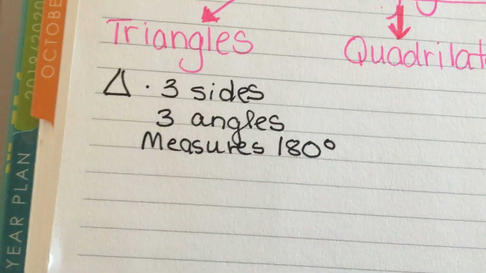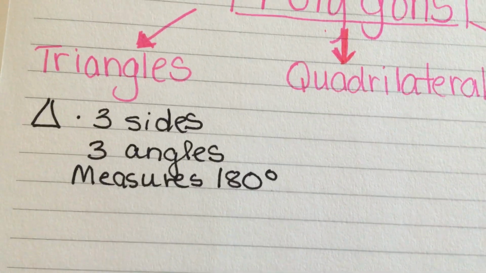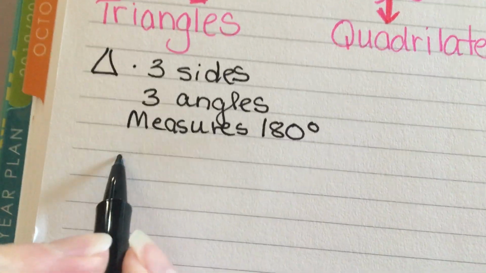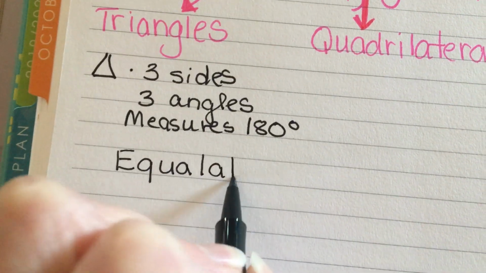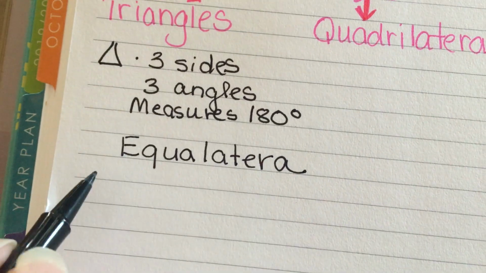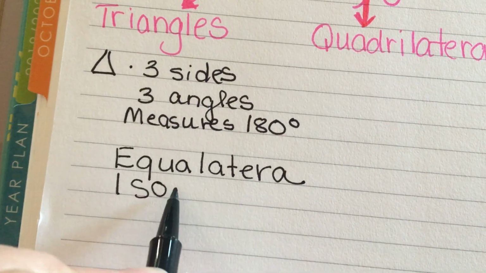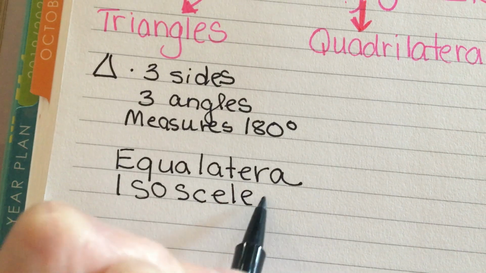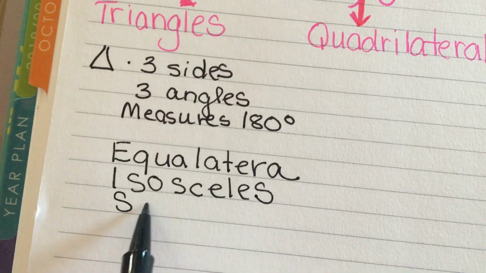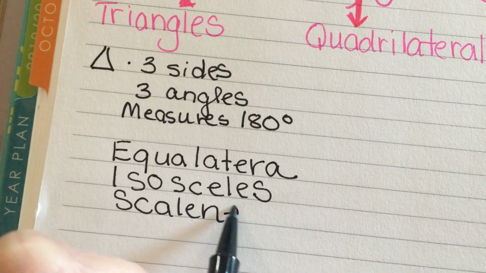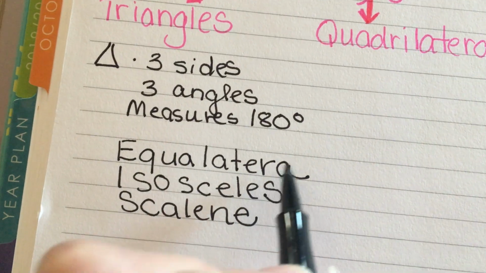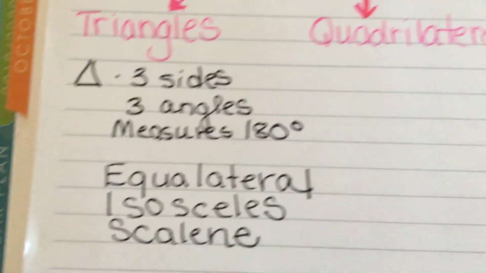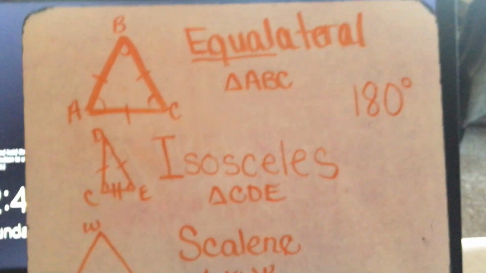So today we're going to talk about three types of triangles, and one of them is an equilateral. One is an isosceles, and one is a scalene. So we're just going to talk about these at the moment. Okay, so I'm going to flip up to my whiteboard here, and I have drawn these shapes.